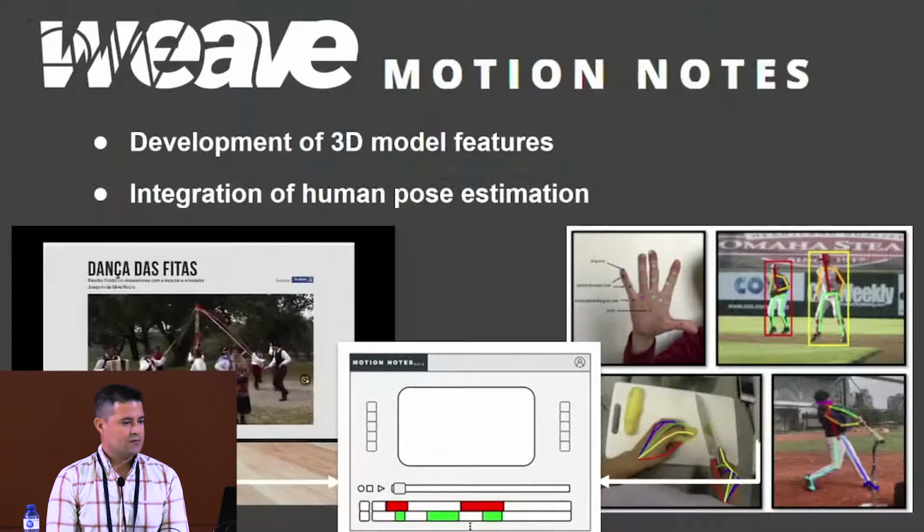So during this WEAVE project, we proposed ourselves to develop two new main features. The first one was to integrate 3D models into the annotation tool. And the second one was the integration of human pose estimation. Okay, let's see this more.